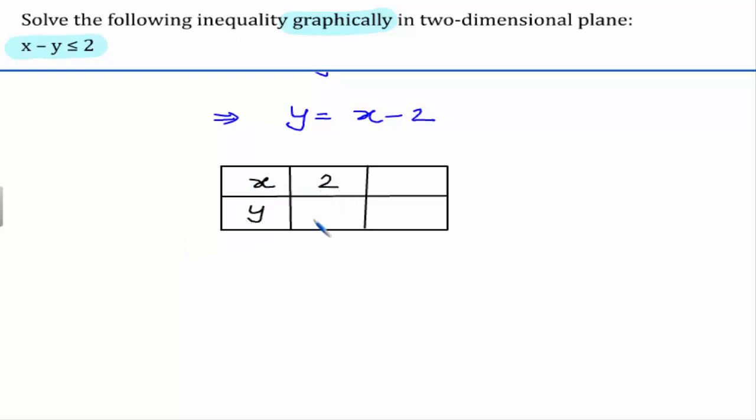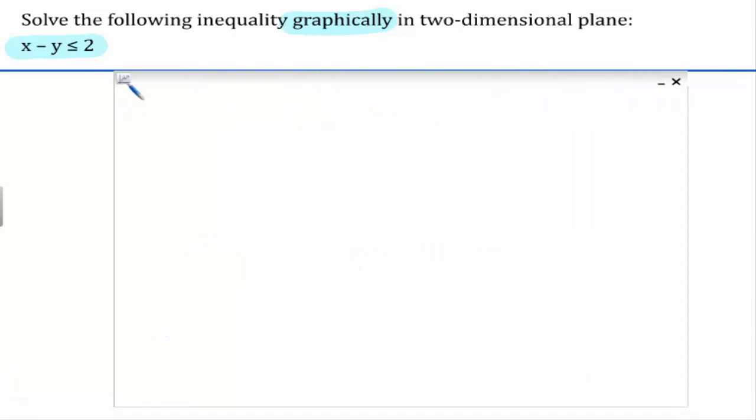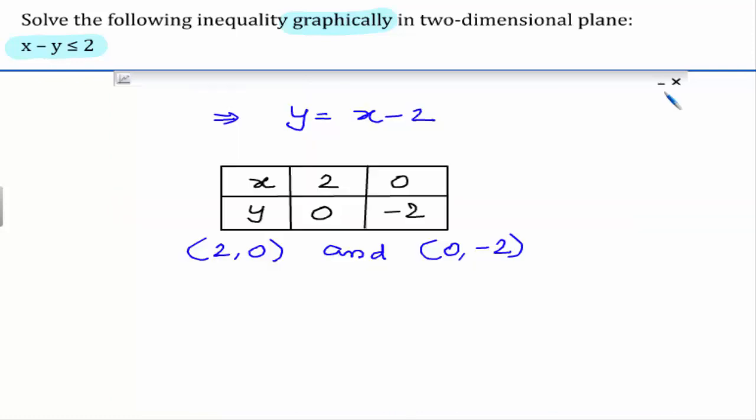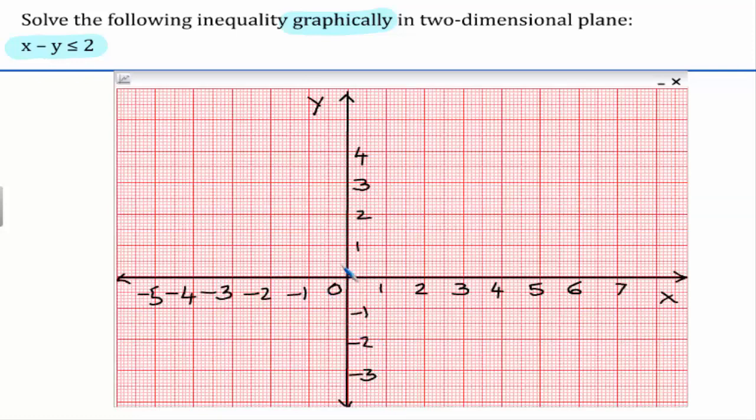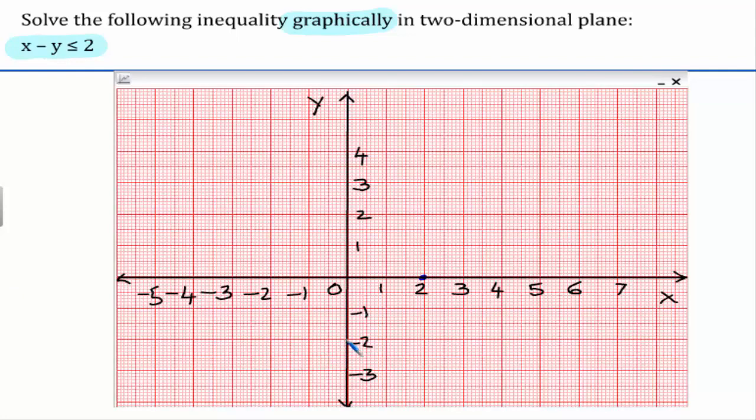If x is equal to 2, then y will be 0. If x is equal to 0, then y will be minus 2. So the order pairs for us to draw the graph are 2, 0 and 0, minus 2. Now let us draw the graph for that. Here is the graph with x-axis and y-axis. Now let us plot these points. 2, 0 will be here. And next is 0, minus 2 will be here. Let us join these 2 points.